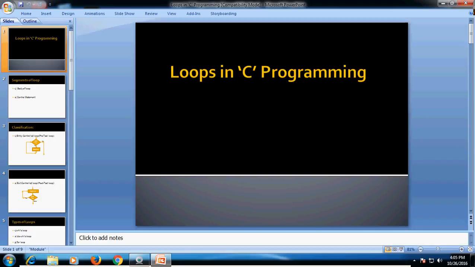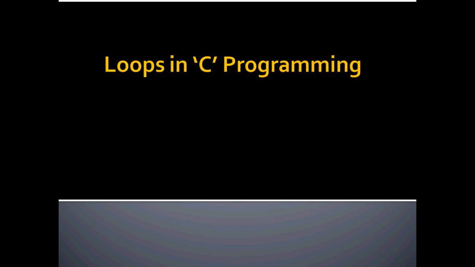Now, loops in C programming language, right? The first question that arises in mind is: what is a loop or looping? In looping, a sequence of statements is executed continuously until some termination condition within the loop is satisfied. Or in simple words, we can say that a sequence of statements is executed repeatedly until the condition to terminate that loop is satisfied.